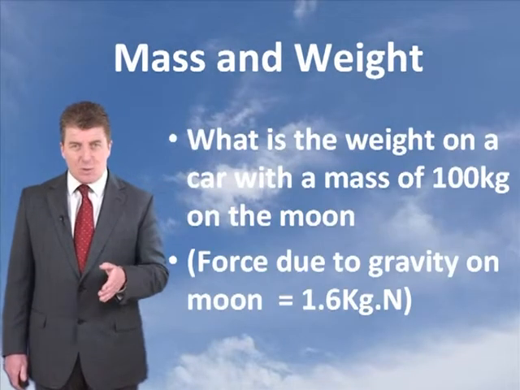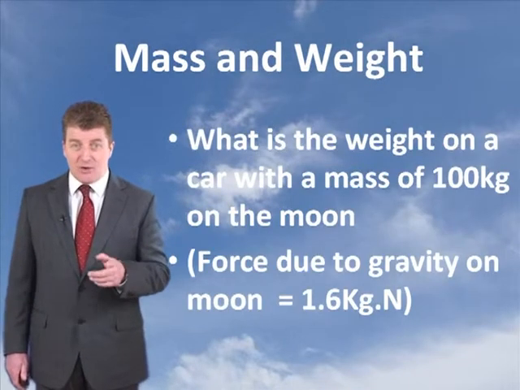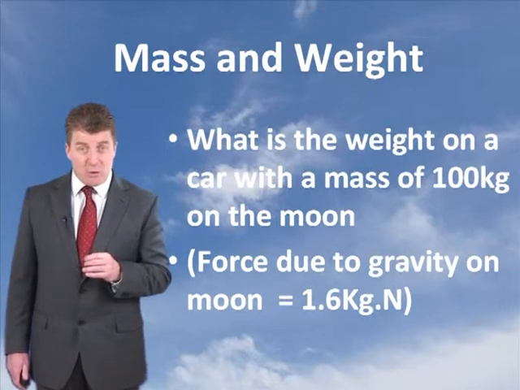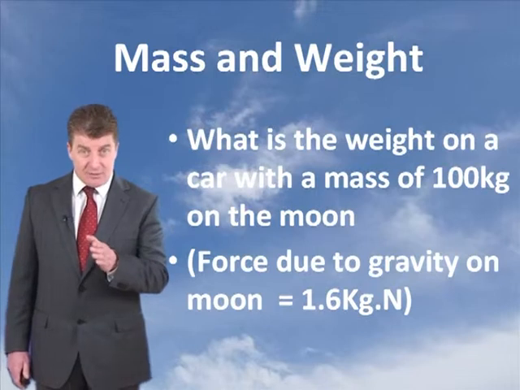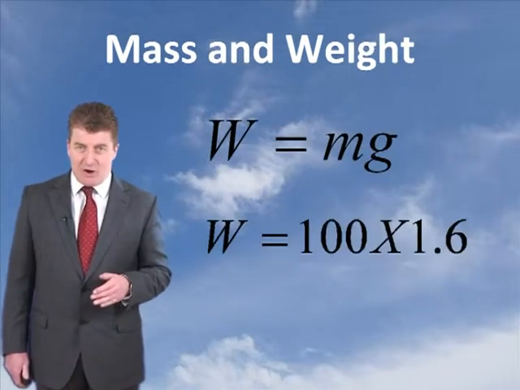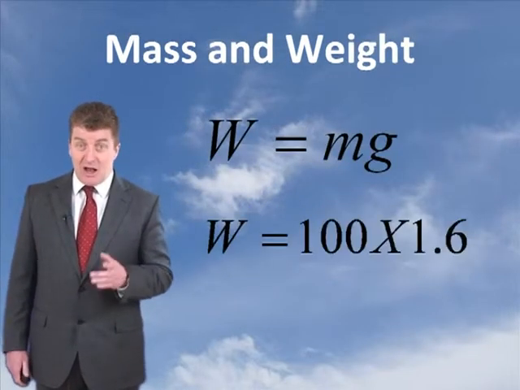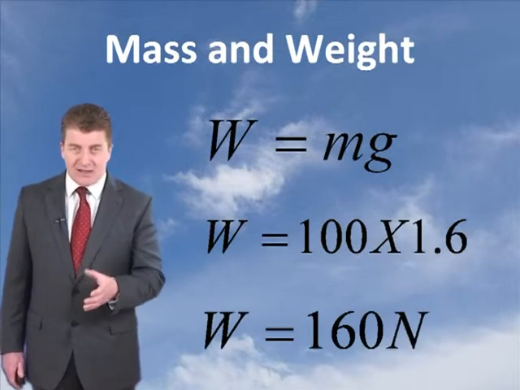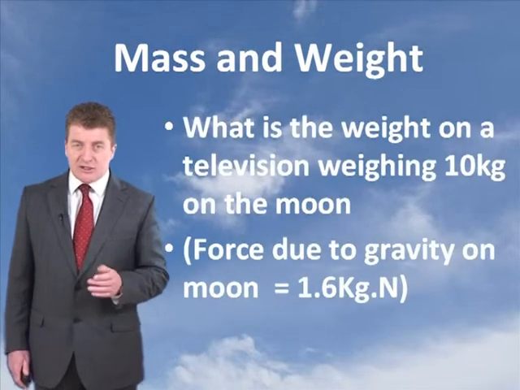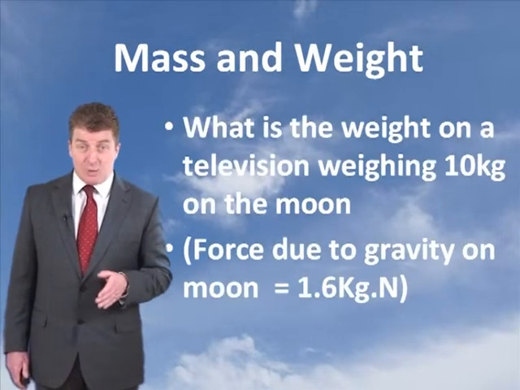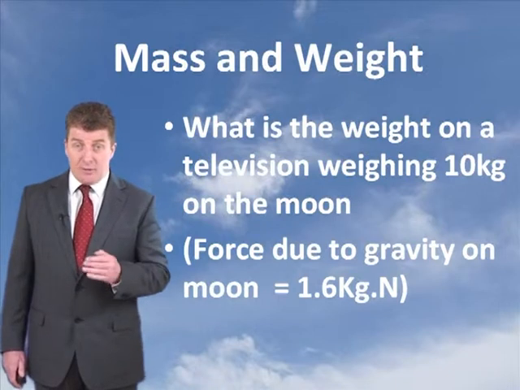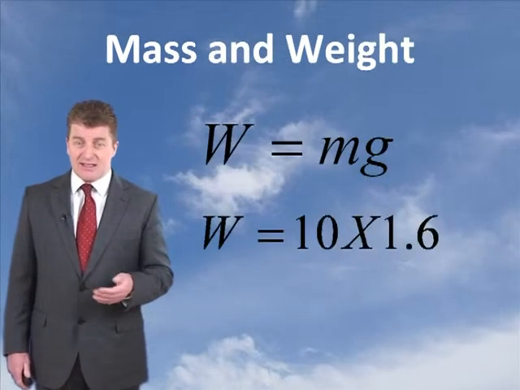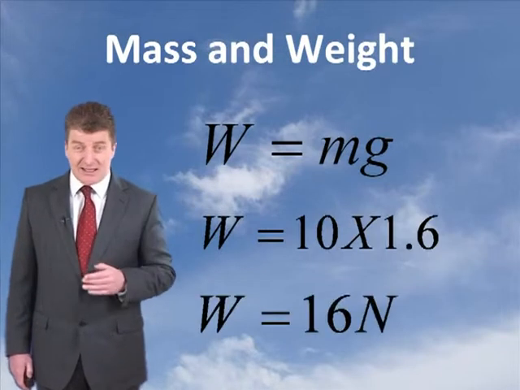Let's do another example. What's the weight of a car with a mass of 100 kilograms on the moon? Now, the force due to gravity on the moon is 1.6 newtons per kilogram. Now you put these in the formula. The weight of that car on the moon is 160 newtons. Do you understand it? It's based on where it is and what the gravitational pull is. Let's do another example. What is the weight of a television with a mass of 10 kilograms on the moon? Well, the force due to gravity on the moon is 1.6 newtons per kilogram. Put these in, and that television will have a weight of 16 newtons.